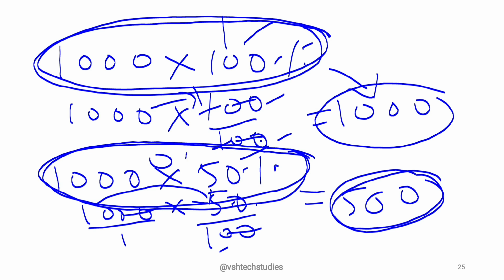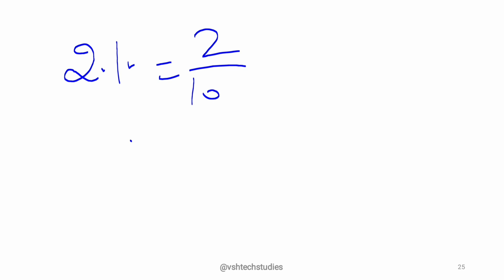1000 into 0.5 instead of 50%. So that is the difference. So next, what is 2%? 2% is 2 by 100. So out of 100 parts, how many? That is percentage. 2% means 2 by 100.